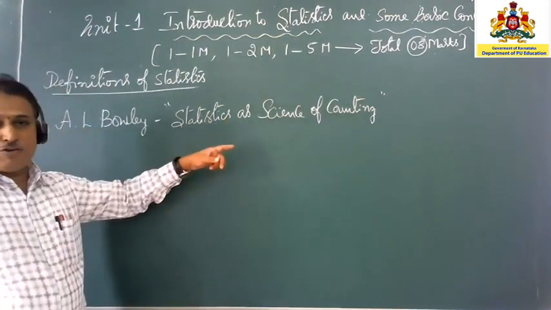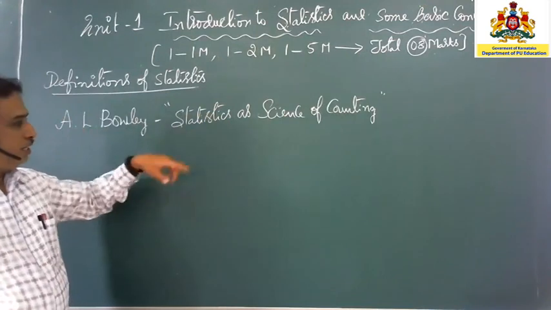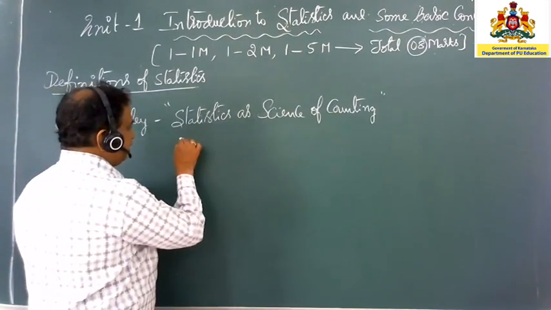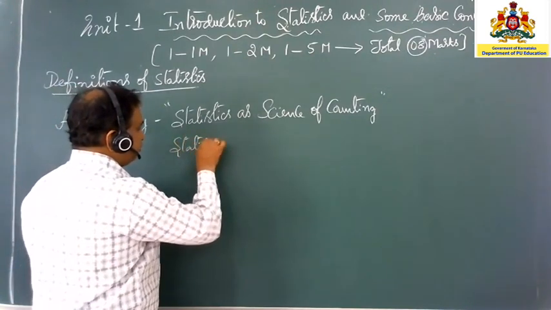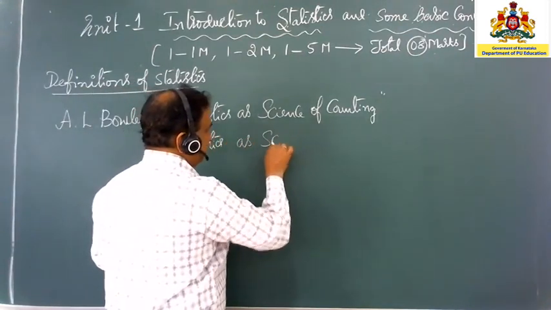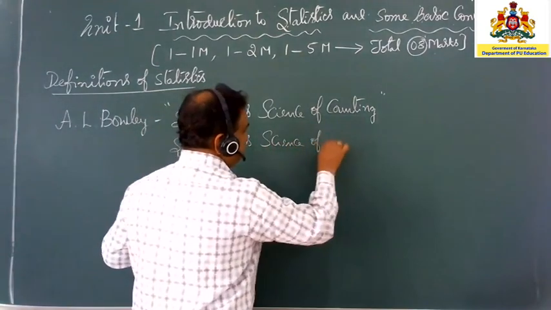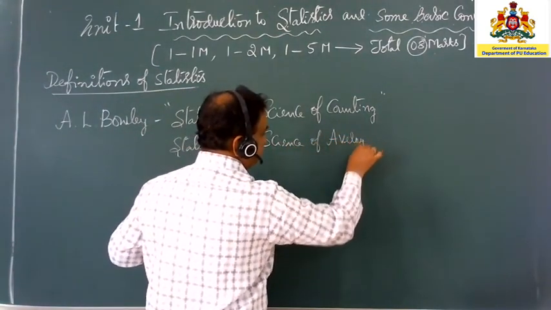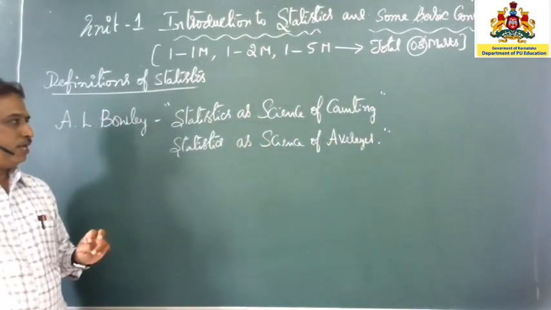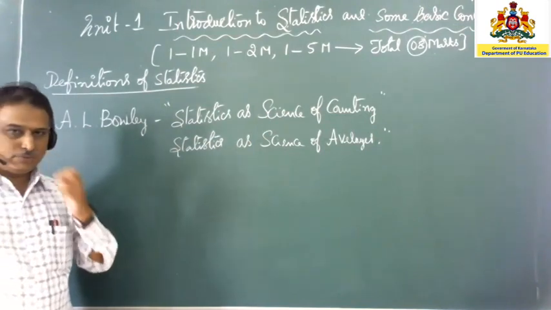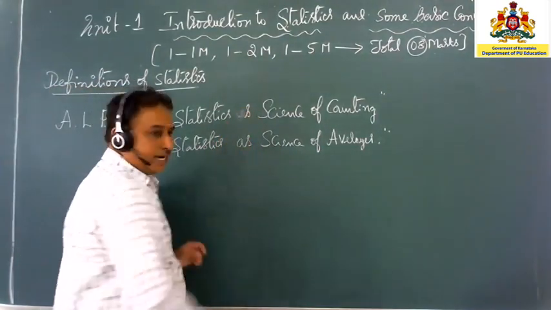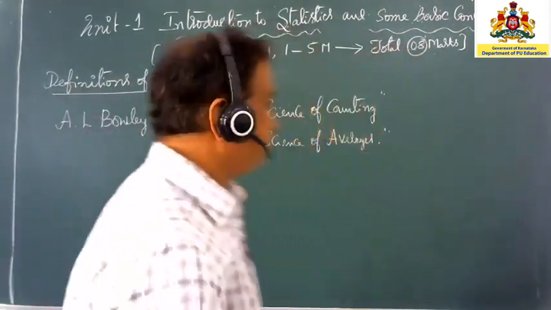After knowing the drawback of this definition, Bowley gave one more definition, that is, statistics is a science of averages. Statistics is a science of averages.